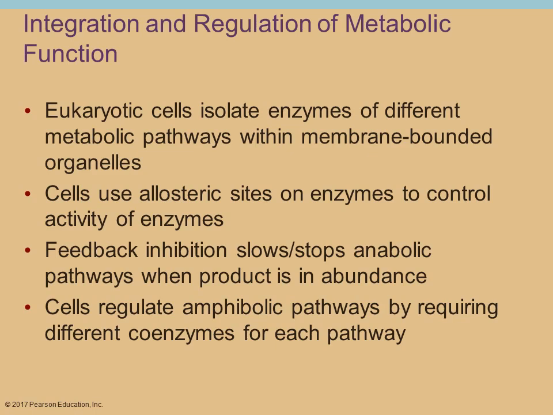Eukaryotic cells can often isolate enzymes into different membrane-bound organelles, which are carrying out very specific functions. They can isolate them to certain areas. Now, as I mentioned earlier, feedback inhibition is a very effective way of regulating and controlling enzymes, or the production of your products. When the product concentration gets too high, shut it down. You don't need any more.